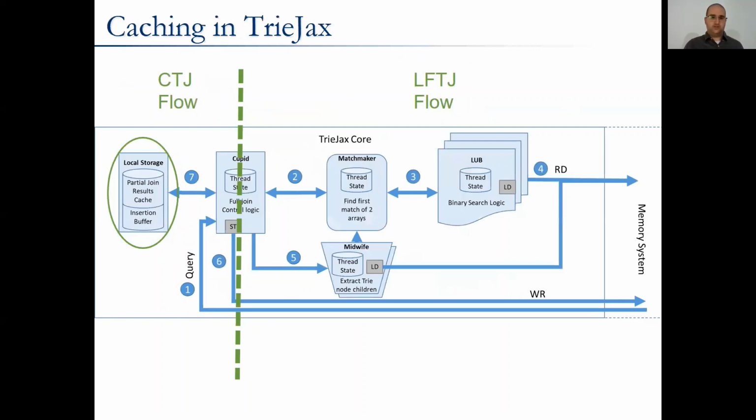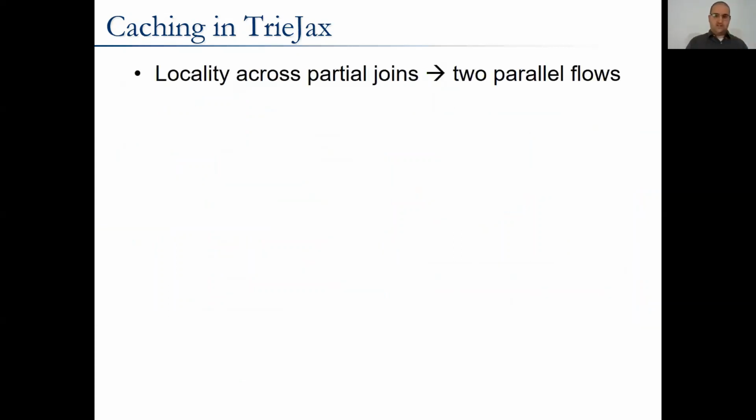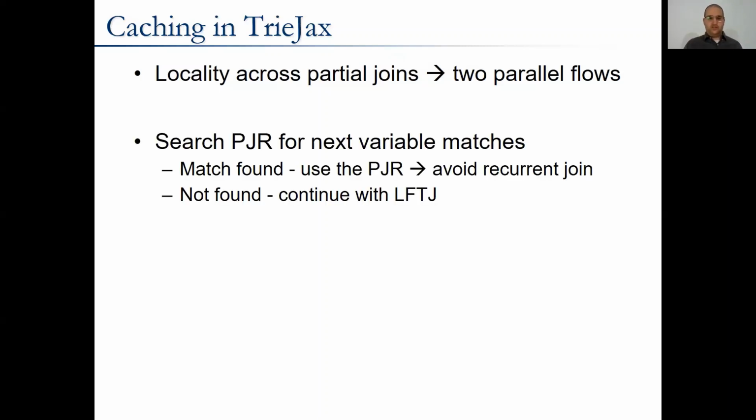As for the CTJ caching in TrieJax, we have two flows. The right flow is in charge of LFTJ, and the left flow is in charge of CTJ, and it contains a local sketchpad called the PJR cache, partial join results cache. So we said that we have two parallel flows, and the CTJ flow will work as follows. Every time we have a match, we're going to search the PJR cache for the next variable matches. If a match is found, we're going to extract the results from the cache and avoid the recurrent join and the rescanning of the memory. If we don't find a match, we continue with LFTJ.